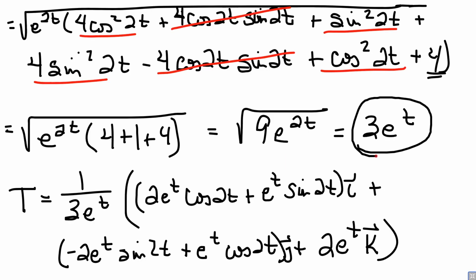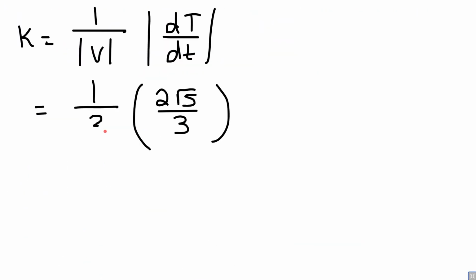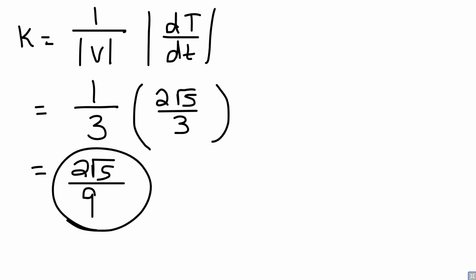Okay, so this is the velocity, but if we evaluate this at 0, we're going to get a value of 3. So that's what we're going to use. This is a 3, so we're going to have 1/3 here. So we're going to end up with 2 square root of 5 over 9. And that would be our curvature. Again, this is the curvature when t is equal to 0.